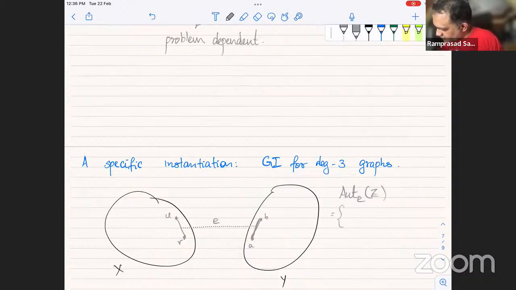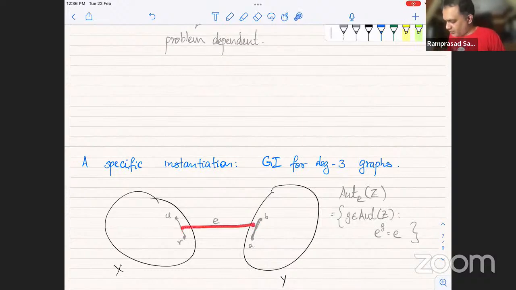which is equal to the set of all automorphisms such that the edge E stays on the edge E. I don't mind if the two endpoints swap or not. I'm okay with this edge sort of swapping, but I want this edge to stay where it is. It's just some sub question, because at the moment it feels like, why are we interested in the sub question?